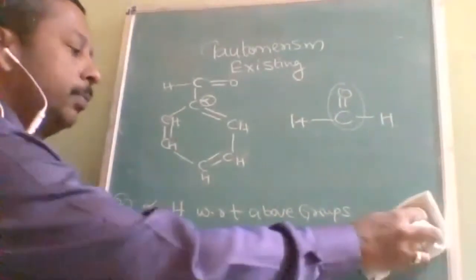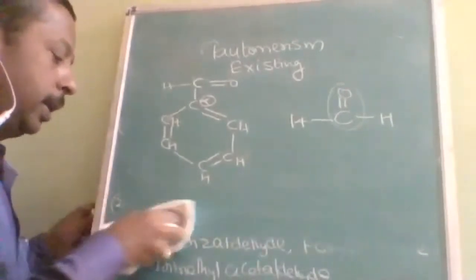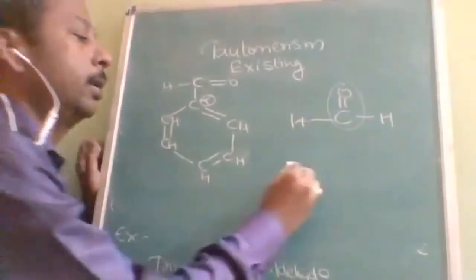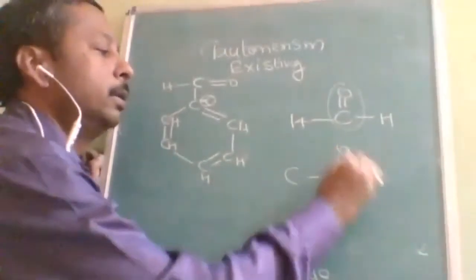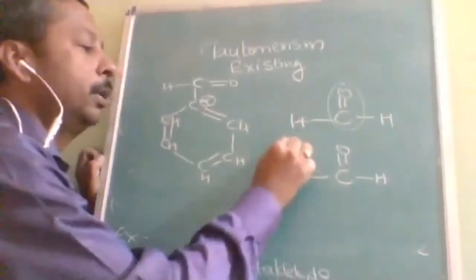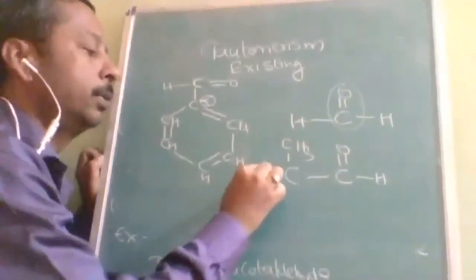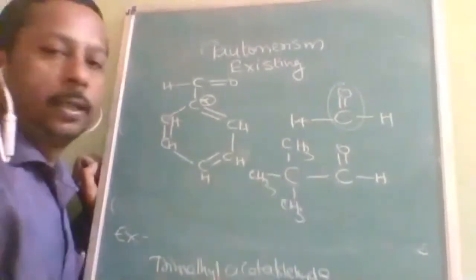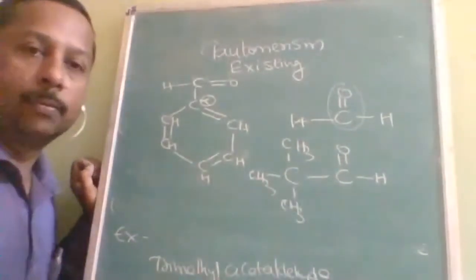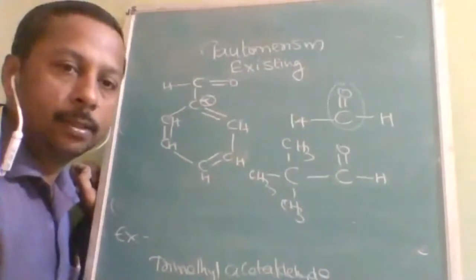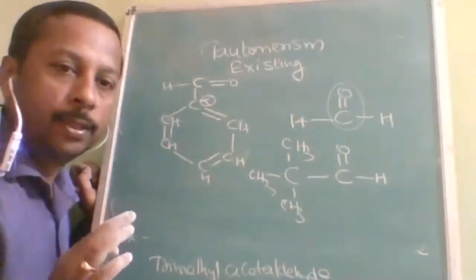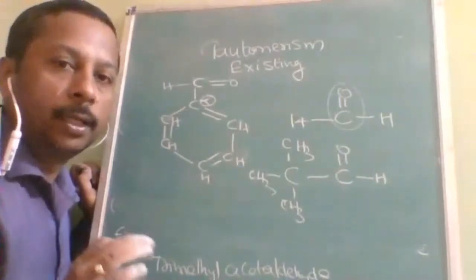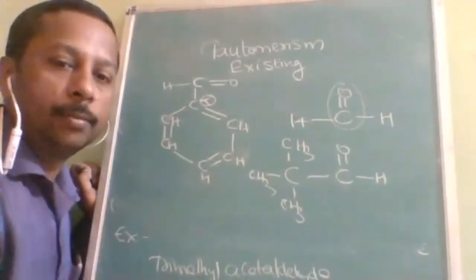And one more example I'm going to take, trimethyl acetaldehyde. That means like this. See, this is having the functional group, but there is no alpha hydrogen. So once there is no alpha hydrogen, there is no chance of tautomerism. For tautomerism to exist, any of the three functional groups must be present and alpha hydrogen is also a must. Then only they can exhibit tautomerism. Is it understood?